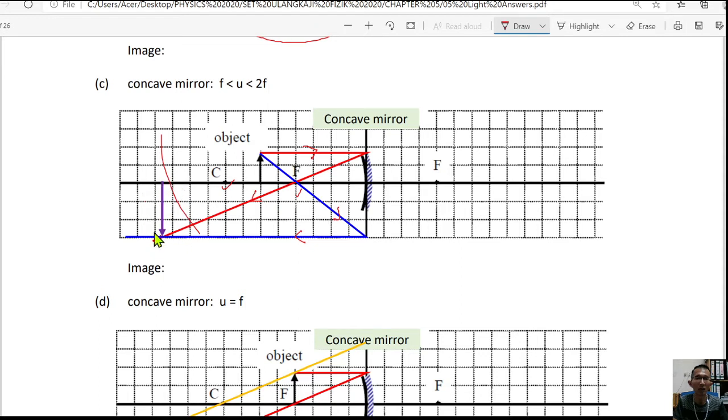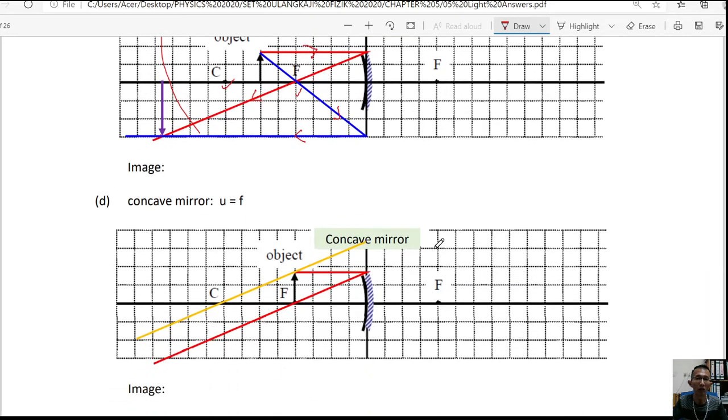So what is the characteristic of this image? I see it is still inverted, right? The size: it is magnified. Real or virtual? Object and image are on the same side, and for a mirror, that is real. So the image is magnified, real, and inverted.